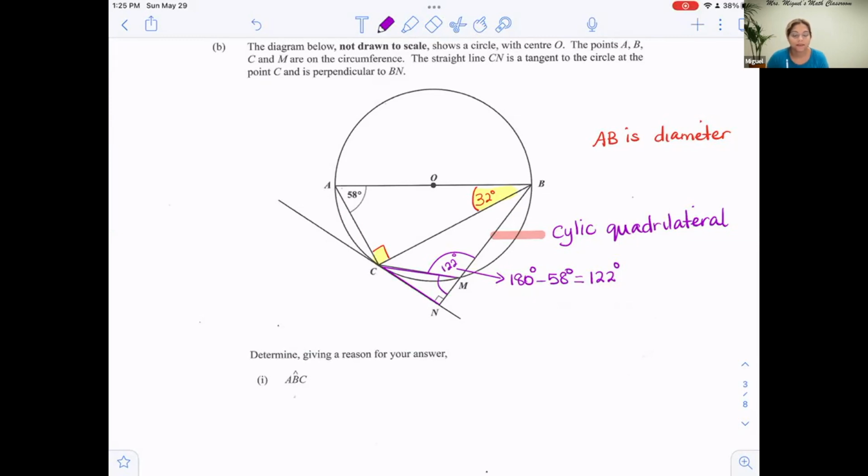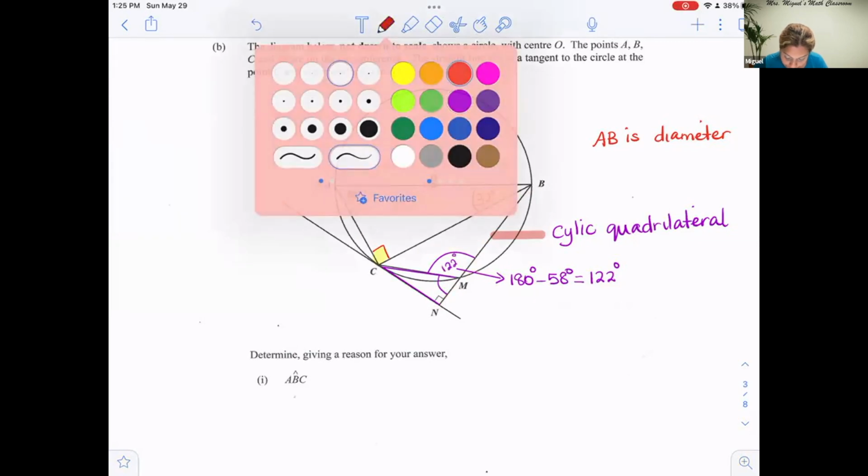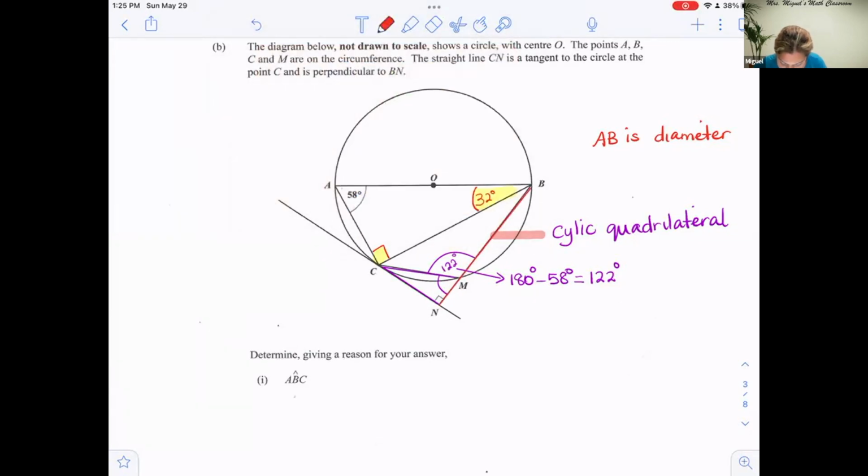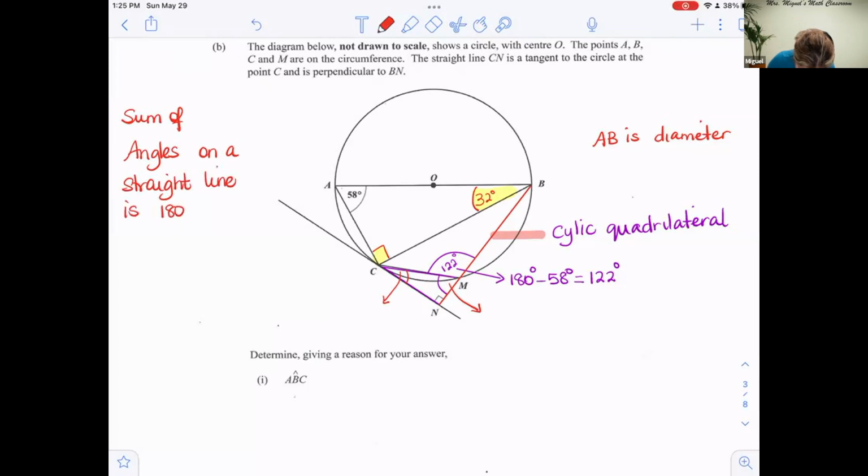How much is the angles on a straight line? The sum of angles on a straight line is how much? Does anybody know? A straight line is how many degrees? 180. So work out this part for me and then work out the angle here for me. And let's write down this because apparently we need to write it down. The sum of angles on a straight line is 180 degrees.